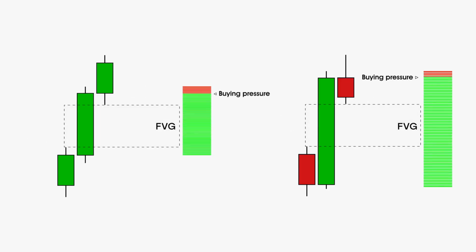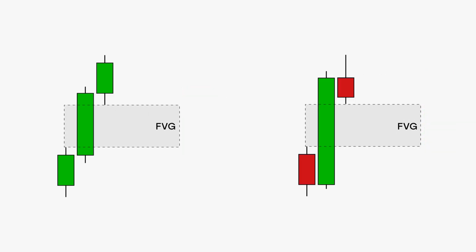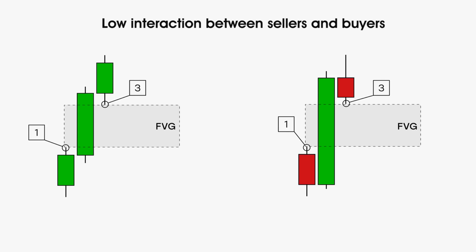What does this mean in practice? Buyers suddenly became active, sellers couldn't react in time, and the price literally skyrocketed, leaving a gap between the wicks. Such a zone is either an area where no trades took place at all, or their volumes were so small that they got lost in the overall movement.